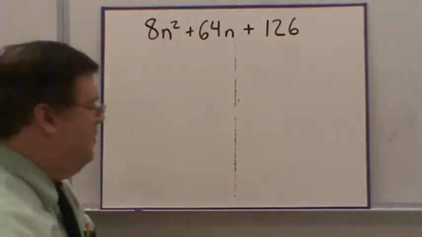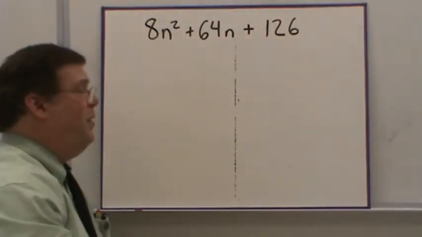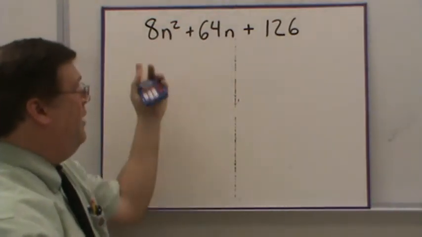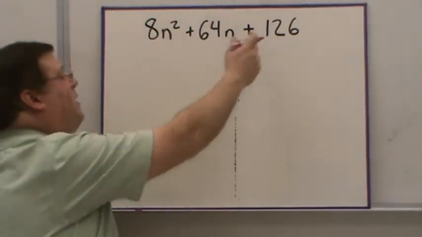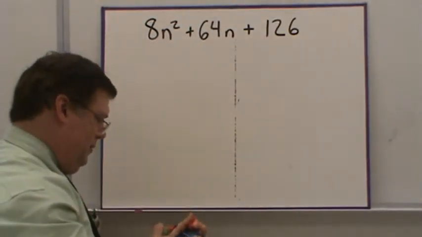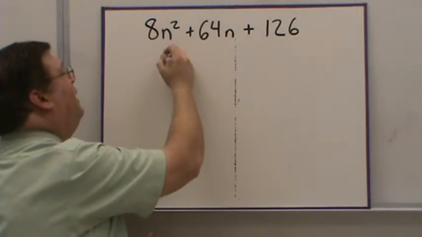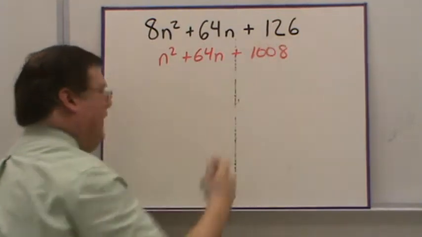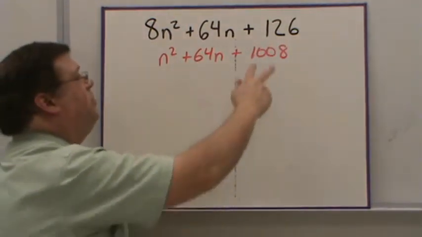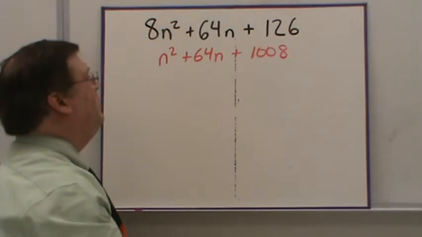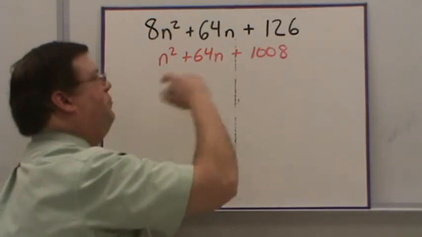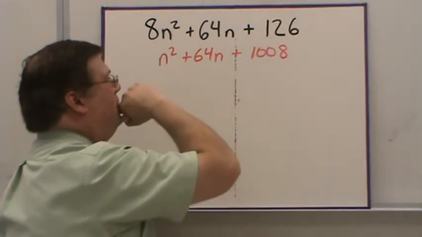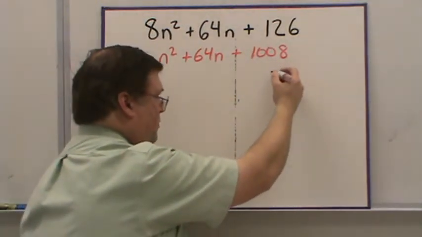This last one here, there is a common factor, but I want to show you what happens if I don't see that common factor to begin with. For one thing, you're going to get some really large numbers. 8 times 126 is going to give me 1,008. So I'm going to start off with n squared plus 64n plus 1,008. Well, two factors that multiply to give me 1,008 and give me a 64 when adding. I know it's not going to be like 252 times 4. It's got to be something higher.